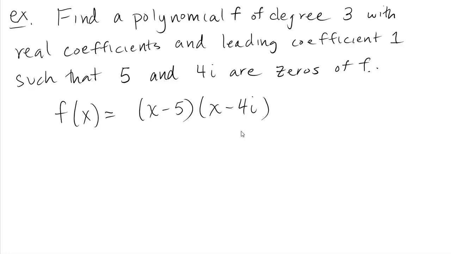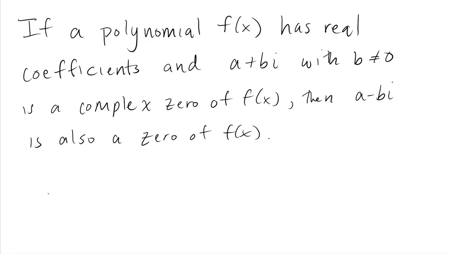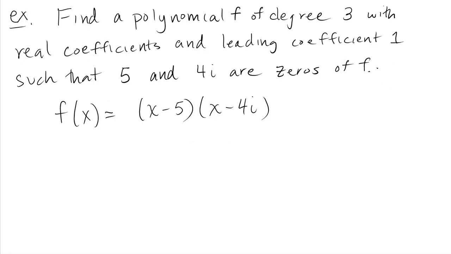Those can't be the only factors, though, because this would only be a polynomial of degree 2, so there must be a third zero somewhere. Can we just add any zero that we want to get up to degree 3, or can we just give one of these zeros a multiplicity of 2? We cannot because of this rule. If a polynomial has real coefficients, then the complex zeros come in conjugate pairs. We're told that this polynomial has to have real coefficients, and the only way that can happen is if the conjugate of 4i is a 0 as well.